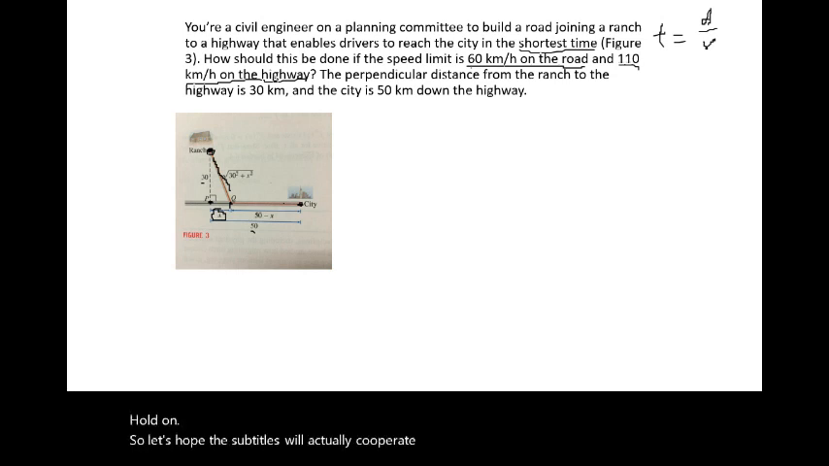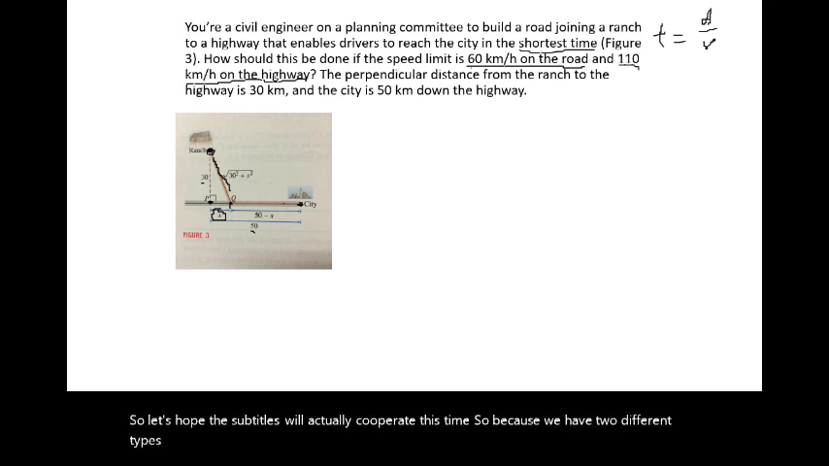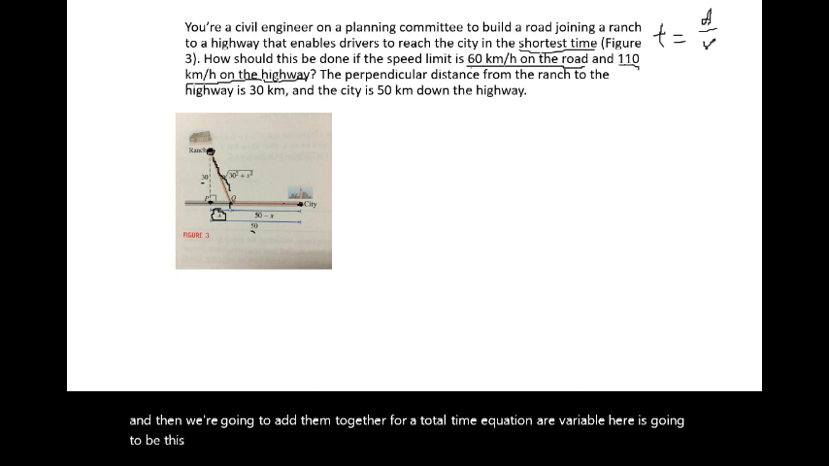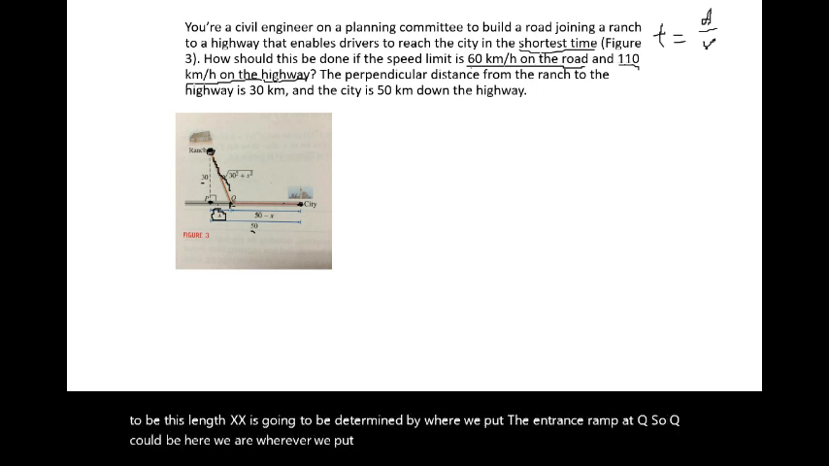So because we have two different types of roads with two different speed limits, we're going to have two separate time equations, and then we're going to add them together for a total time equation. Our variable here is going to be this length x. X is going to be determined by where we put the entrance ramp at Q. So Q could be here, here, here, wherever. Wherever we put Q, that will be our length x. So let's start with the total time along the back road.